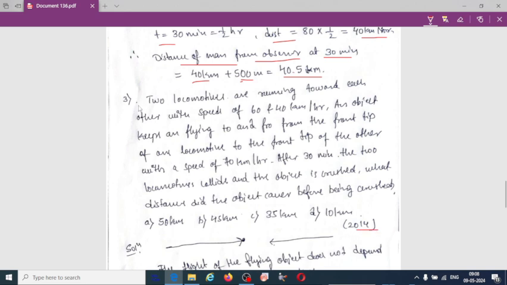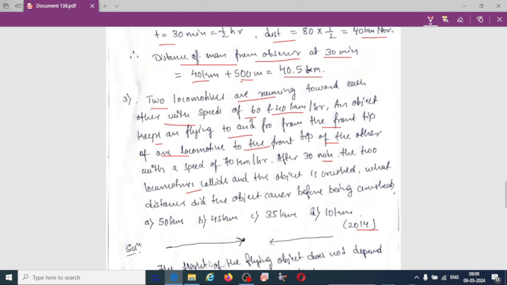The question is, two locomotives are running toward each other with a speed of 60 and 40 km per hour. An object keeps on flying to and fro from the front tip of one locomotive to the front tip of the other with a speed of 10 km per hour. After 30 minutes, the two locomotives collide and the object is crushed. What distance did the object cover before being crushed?